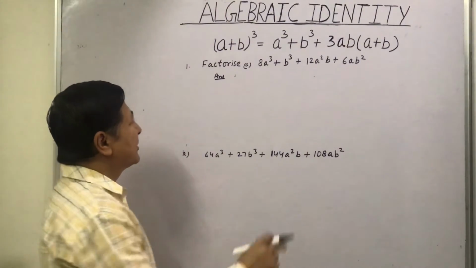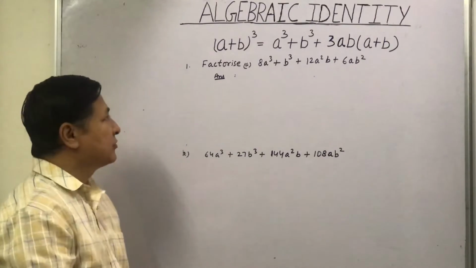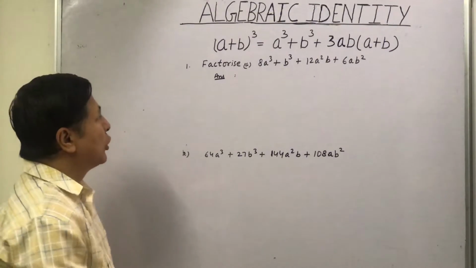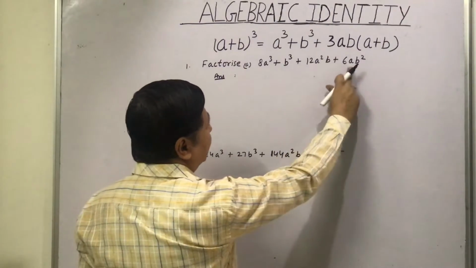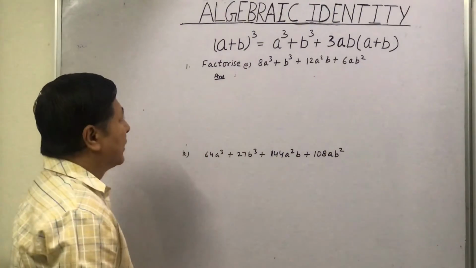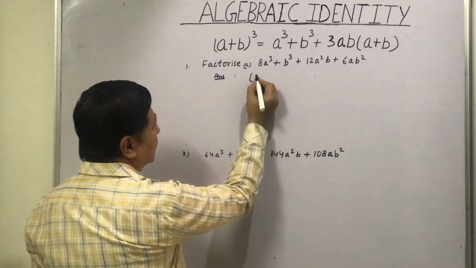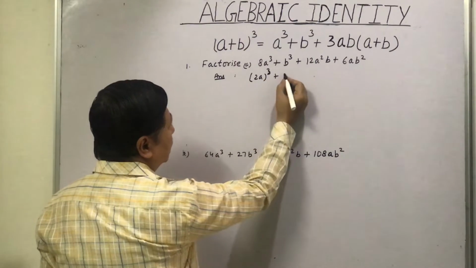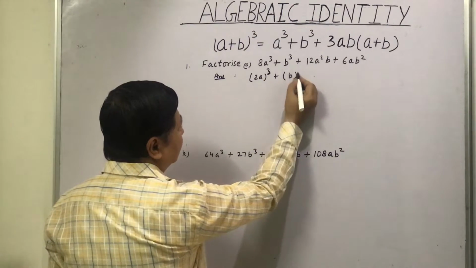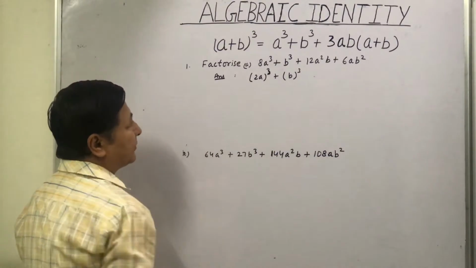Students, now we will be using the algebraic identity (a plus b) whole cube is equal to a cube plus b cube plus 3ab(a plus b) to factorize 8a cube plus b cube plus 12a square b plus 6ab square. Now first we should know that 8a cube is the cube of 2a and b cube is the cube of b. So now we know what our a is and what our b is.